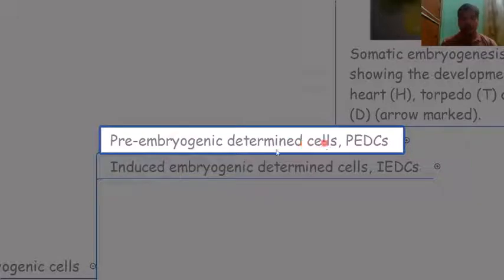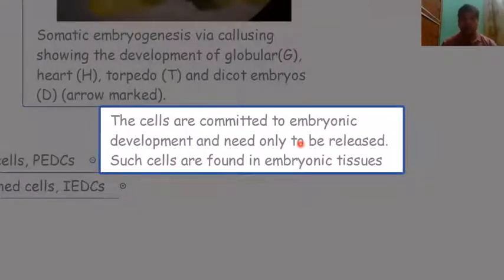Pre-embryogenic determined cells, that means these embryogenic cells are predetermined to make an embryo, and we usually find them in the direct embryogenic response, where the explant has the embryogenic cells. So these cells are committed to embryonic development and need only to be released. Such cells are found in the embryonic tissues.